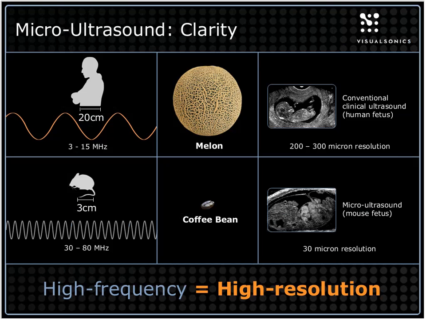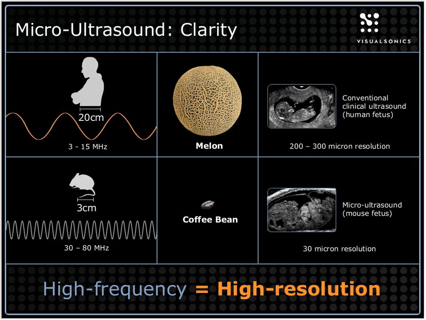Now, the difference between our high-frequency system and the typical clinical ultrasound systems is the frequency. What does this translate to? Well, frequencies of 3 to 15 megahertz give you about 200 to 300 micron resolution. We're using frequencies in the 30 to 80 megahertz range, which gives you down to 30 micron resolution.